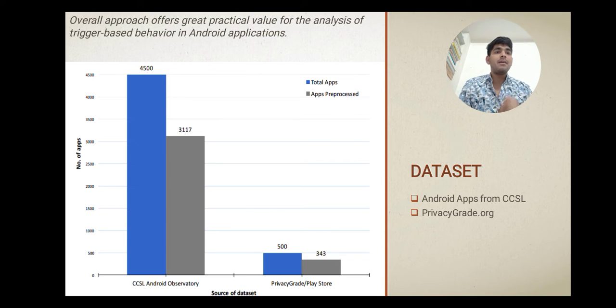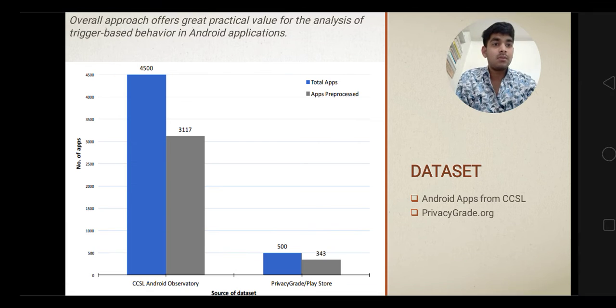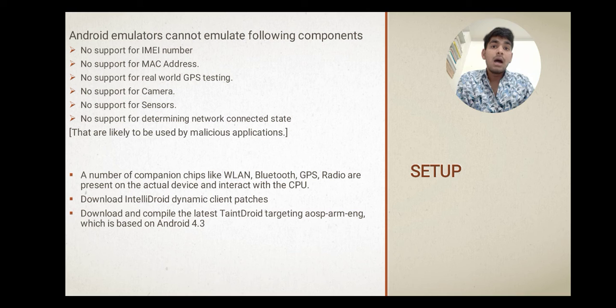Now we have to go into how to prepare our dataset. Mainly we took our dataset from Android apps from CCSL, and second, privacygrade.org. Overall, the approach offers great practical value for the analysis of trigger based behavior in Android applications, and it is a graph like CCSL Android and privacygrade.org. Almost 4500 and 3117 total apps were pre-processed. Okay. So we have to go into how to set up.